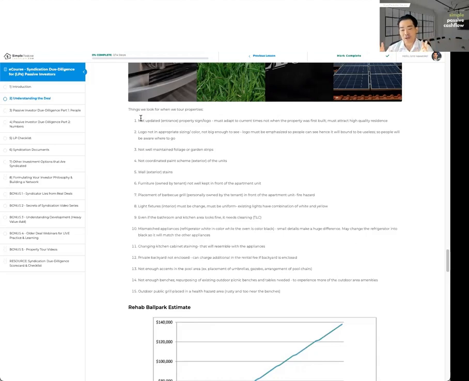What you're really looking for is that delta between the before and what the vision is of the future. And of course, there's a budget associated. Do the numbers work? But I think that as an astute investor, I would be looking for that delta, the value add between the before and after, and not necessarily how the property is now.